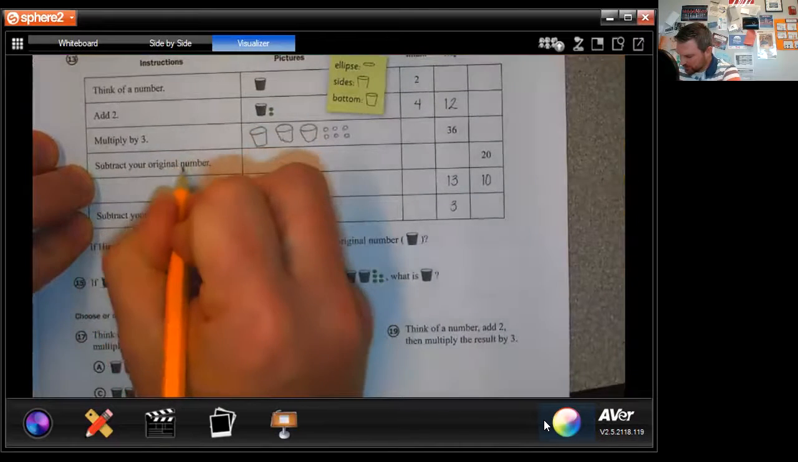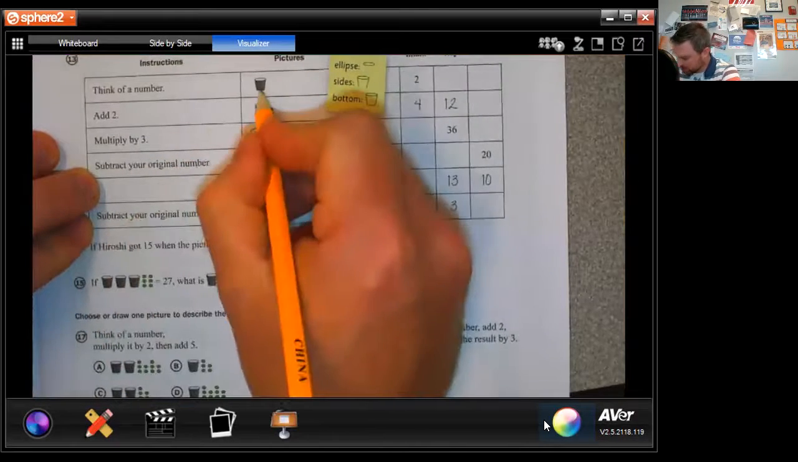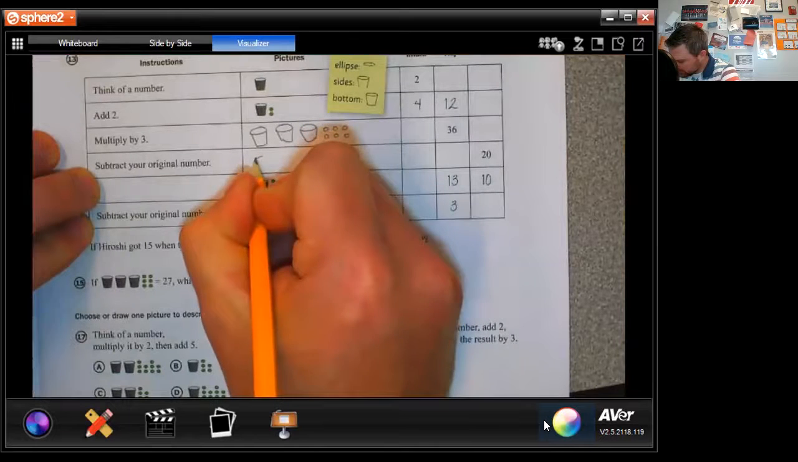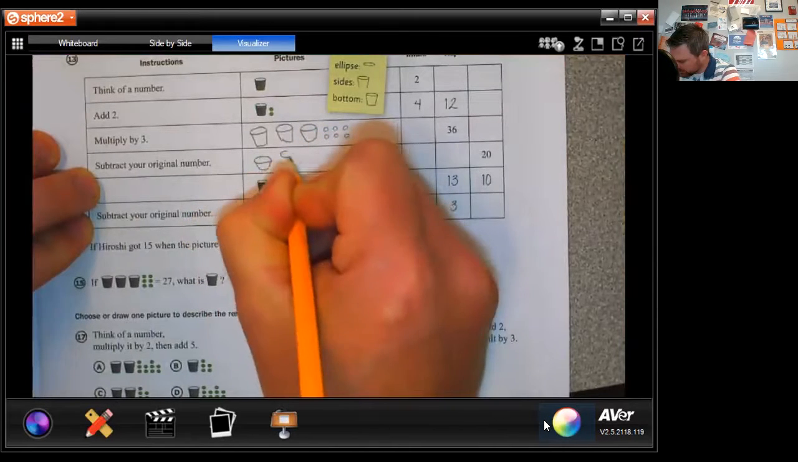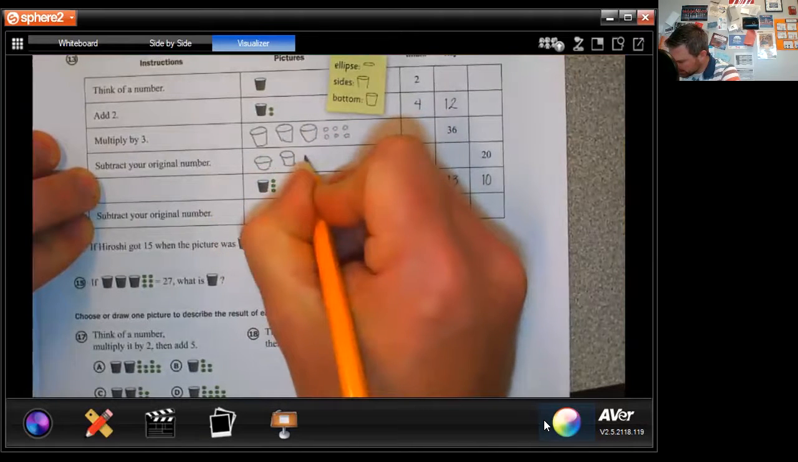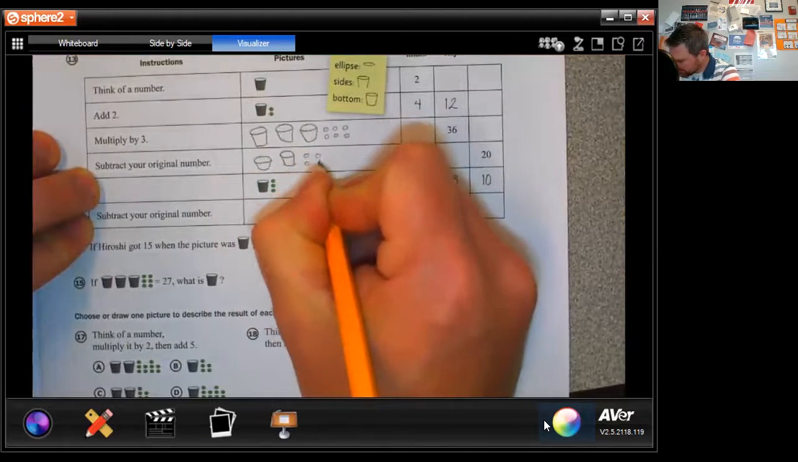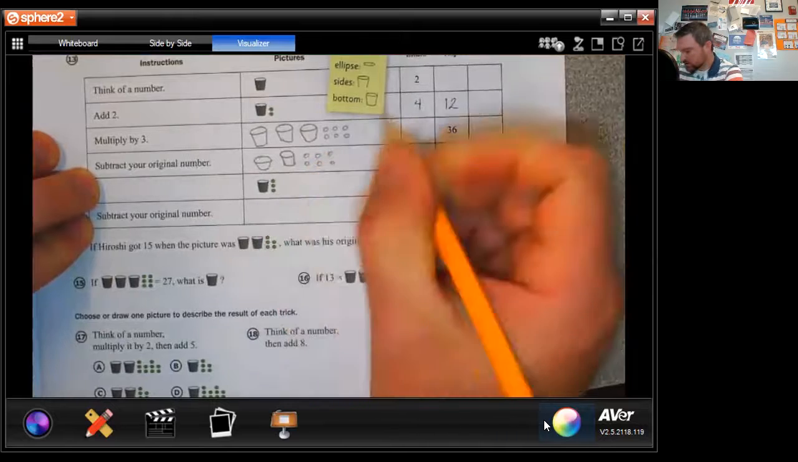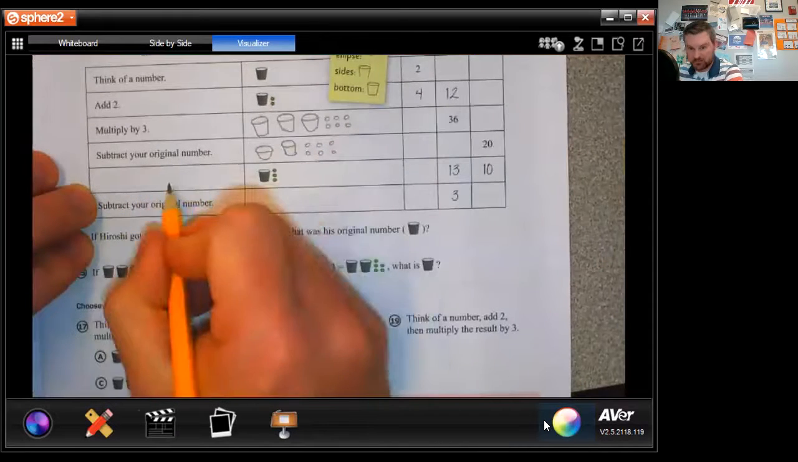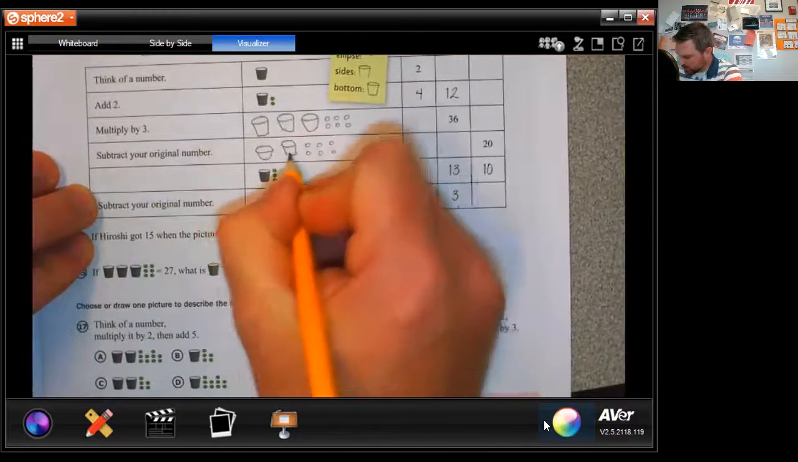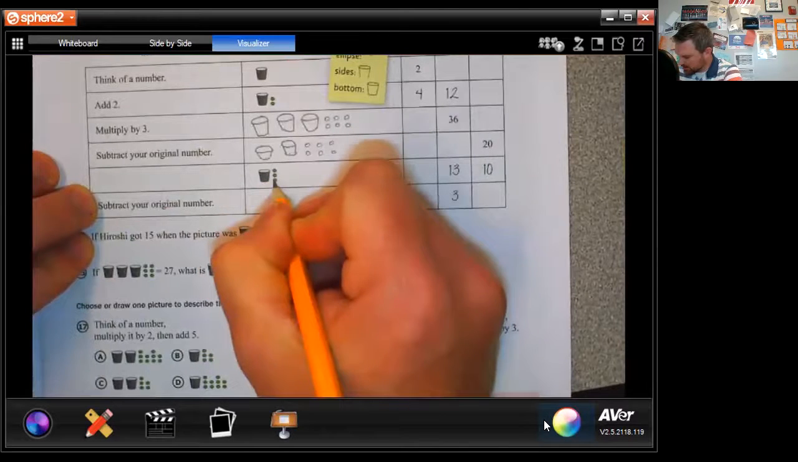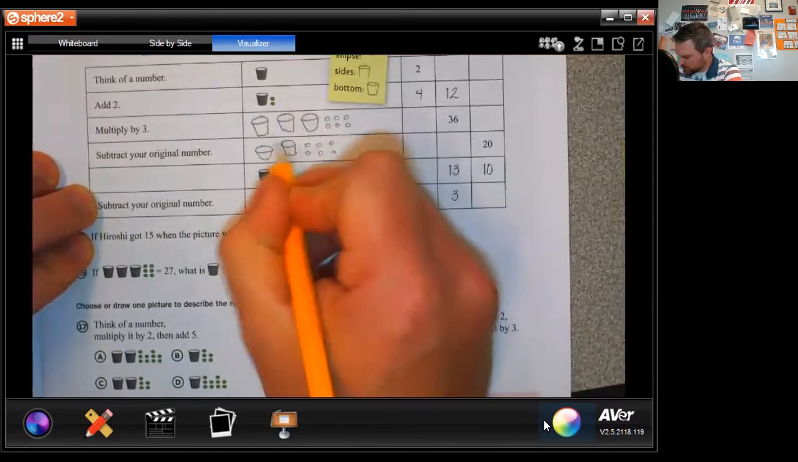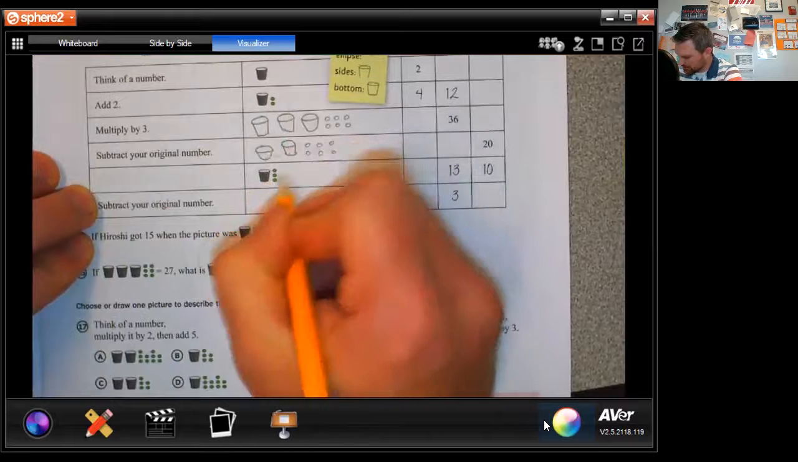Subtract your original number. So we're just subtracting a bucket. So now I've got 2 buckets, and my buckets are looking a little off. So I get rid of that bucket. I still have 6 dots. Okay, so then I got to fill in this next step. Well, I went from 2 buckets to 1 bucket, and I went from 6 dots to 3 dots. What causes you to go from 2 to 1 or 6 to 3?